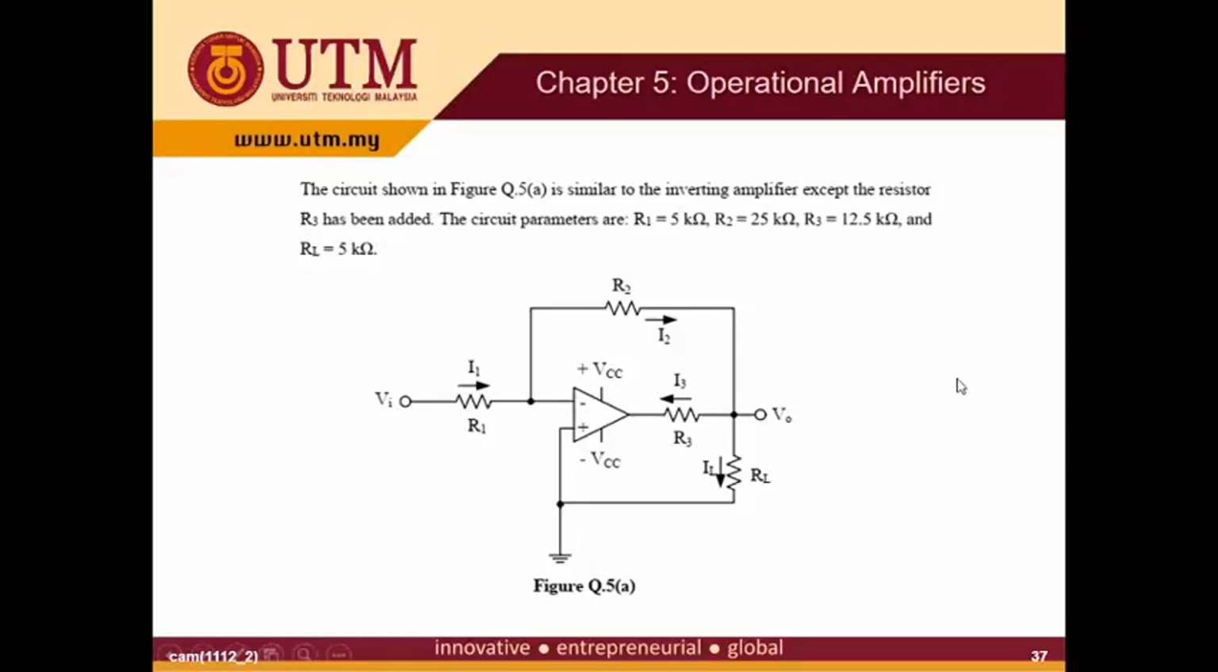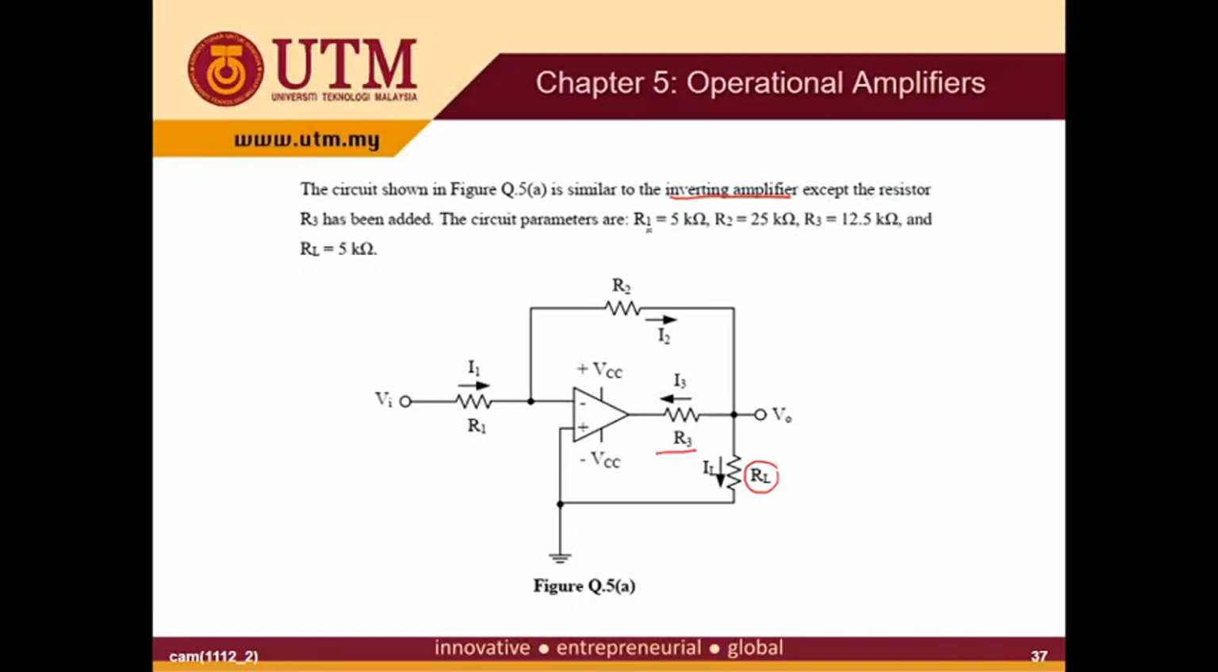So this is the next example. The circuit is similar to the inverting amplifier, with the load here, except there is a resistor R3 added.